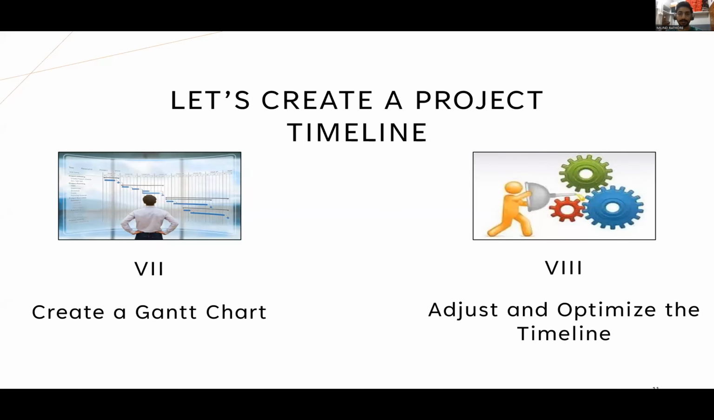And the 8th point is, as I discussed, adjust and optimize the timeline. Review the generated chart and timeline. Check for any scheduling conflicts, resource overloads, or unrealistic deadlines. Make necessary adjustments to balance resource allocation and optimize the timeline. Consider critical path analysis to identify tasks that directly impact the project duration.